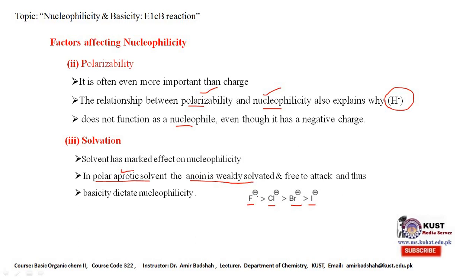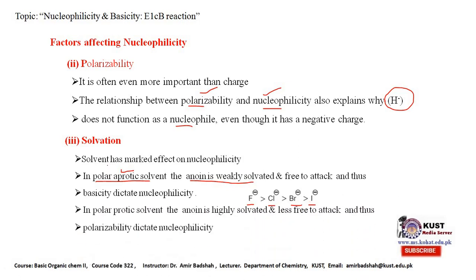So in that case, these nucleophiles will be free for attack, and thus here basicity dictates nucleophilicity. It means that these anions will show high nucleophilicity. That's why the fluoride ion is more nucleophilic than chloride, chloride ion is more nucleophilic than bromide, and bromide ion is more nucleophilic than iodide.